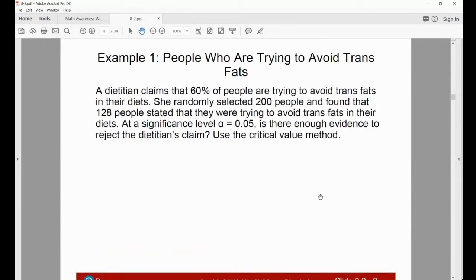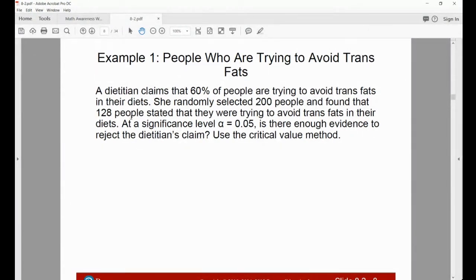These are the type of problems that you need to know how to solve in the homework and in the test. This is about people who are trying to avoid trans fats in their diets. So a dietitian claims that 60% of people are trying to avoid trans fats in their diets. She randomly selected 200 people and found that 128 stated that they were trying to avoid trans fats in their diets. At a significance level alpha equals 0.05, is there enough evidence to reject the dietitian's claim? Use the critical value method.